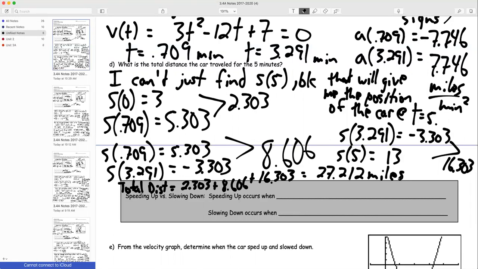Okay. Questions or anything so far? Please ask me now. Where did you get S of 5 from? It was given because right here they wanted me to find the total distance at 5 minutes. So that is my ending time. So I found my position of S of 5. If you take 5 and plug it into the original equation, you should get 13. I gave that to you, but you can find it using your calculator. Okay? We all good?